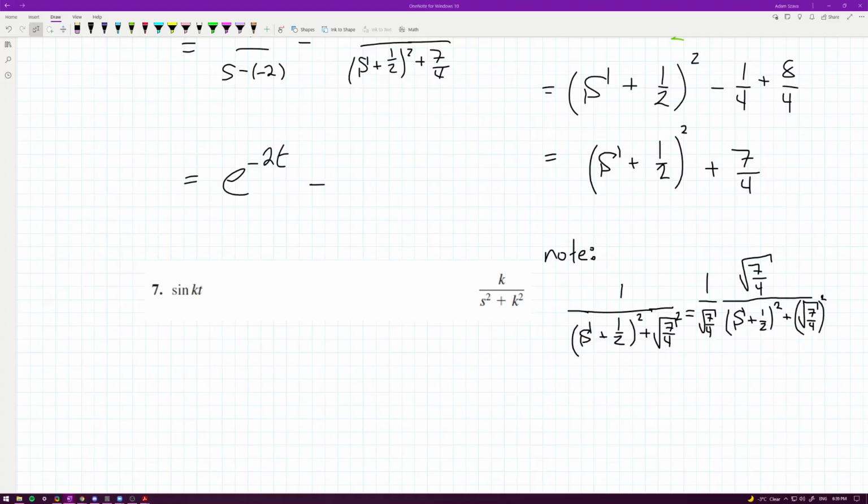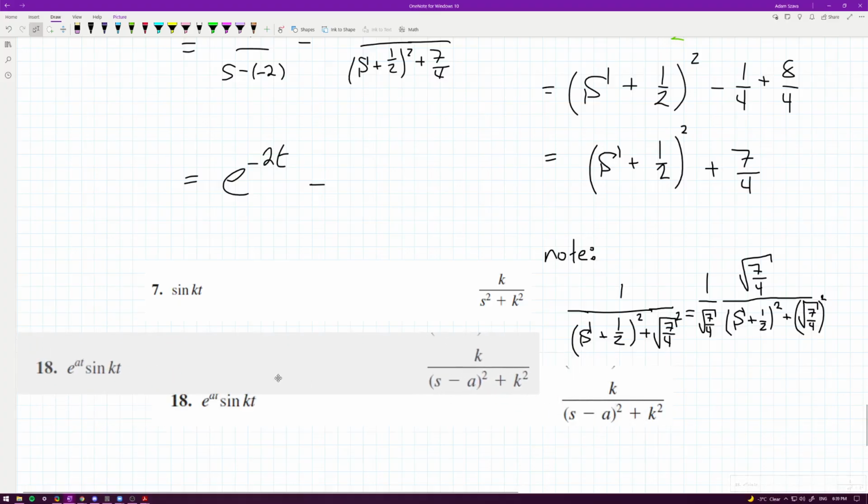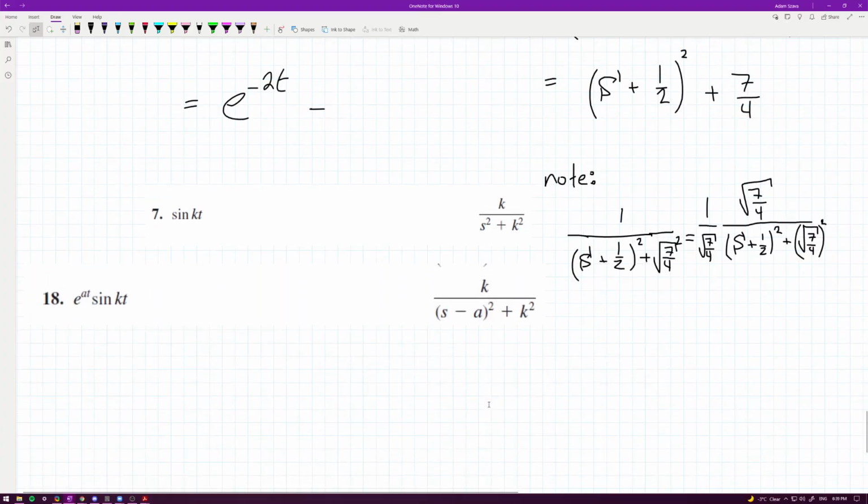But I think we also actually have a nice formula for it. Let me just make sure it's here, s minus a for k. Yeah, there we go. So of course you can use the translation theorems, or you can just match it from a table. So from this table, we can see that if I have k over (s minus a) squared plus k squared, then it's just going to be this.